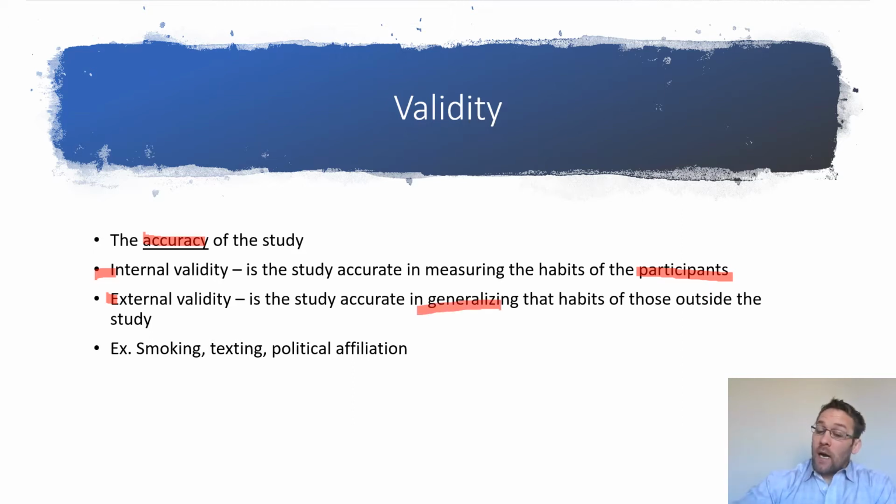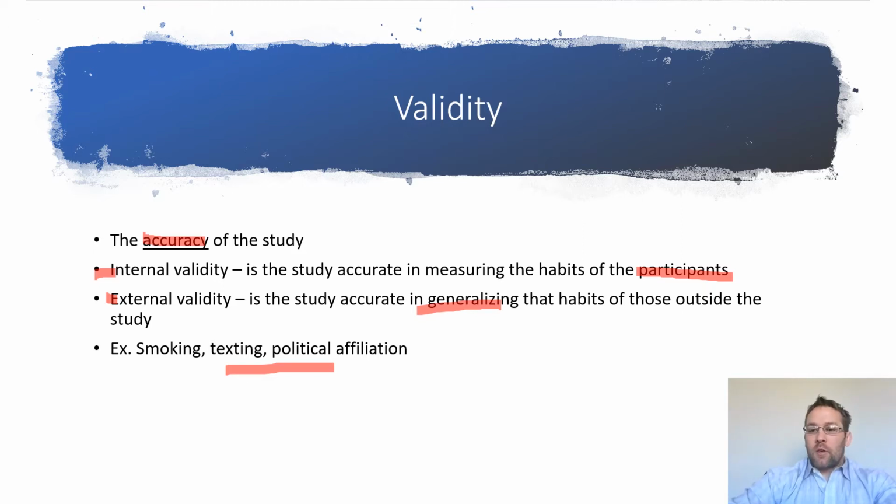So if you're studying college students and smoking habits, does your study accurately measure the habits of the people in the study, right? And then that's the internal. The external is whether or not those results can be applied to all college students. Can you accurately predict how many college students smoke in general, even with regard to the people who weren't in your study? All right. Some other things, texting, political affiliation, etc.